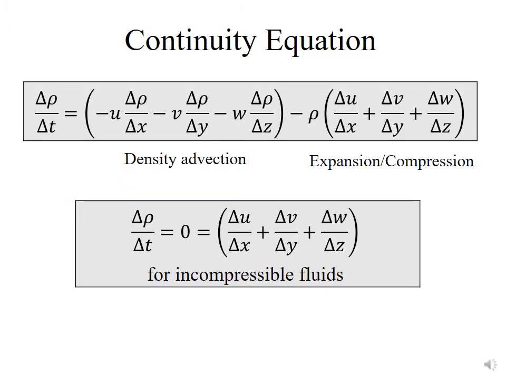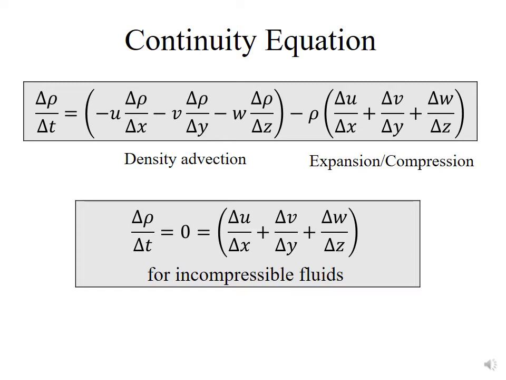So here we have the continuity equation, which is essentially an expression describing how the density of an air parcel changes over time. There are two terms in the continuity equation. The first one is the advection of density differences, and the second term is due to the expansion or compression of the air itself.